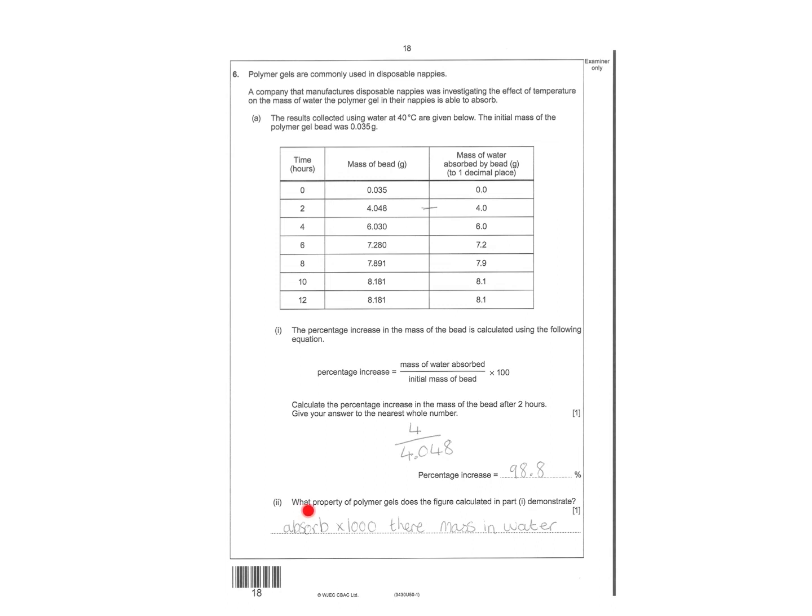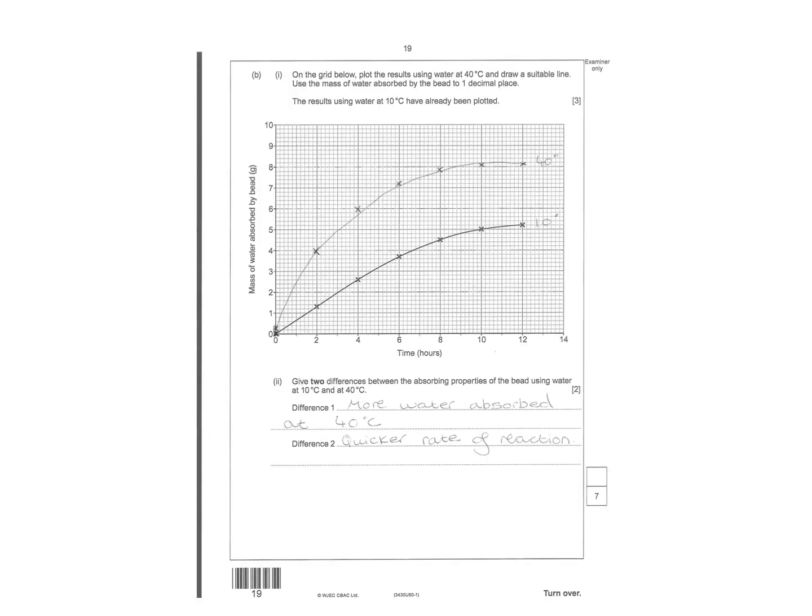What property of polymer gels does the figure demonstrate? They absorb water by 10,000 times their mass. Nice question then, plotting a graph, and making sure you labelled the 110 and then labelled the 140. The difference then: more water was absorbed at 40, and the second difference is there's a quicker rate.